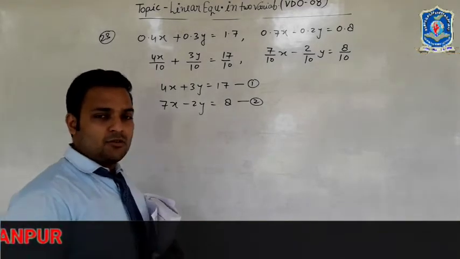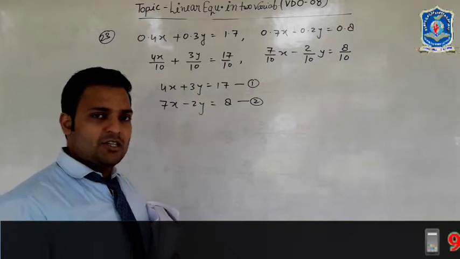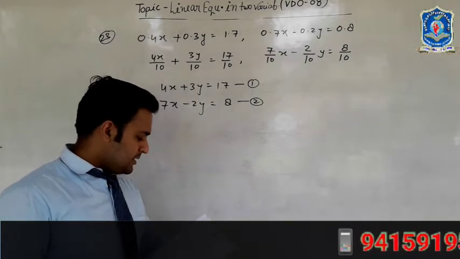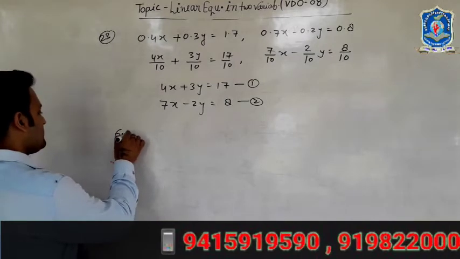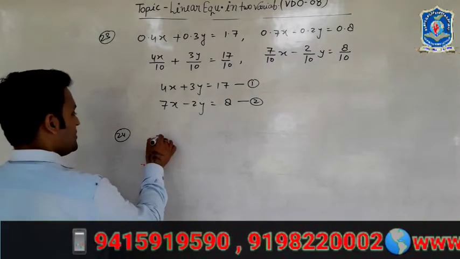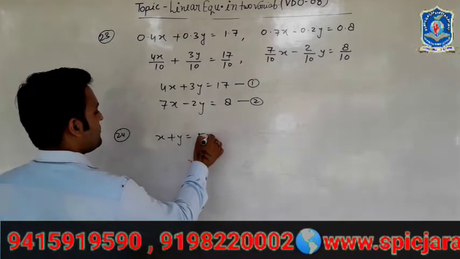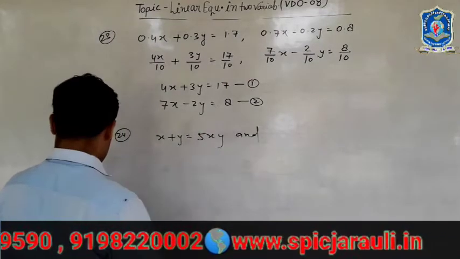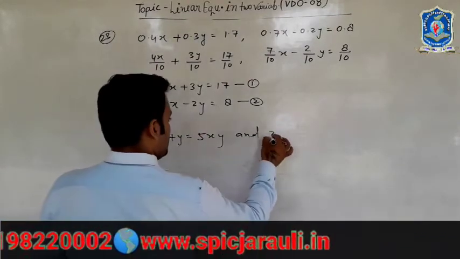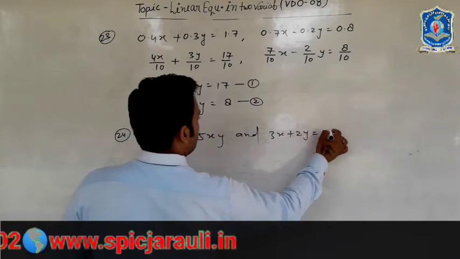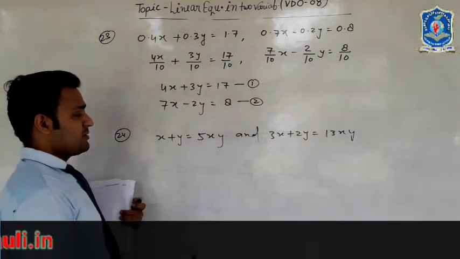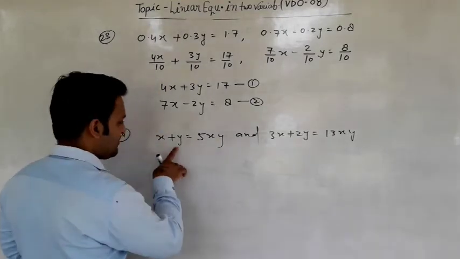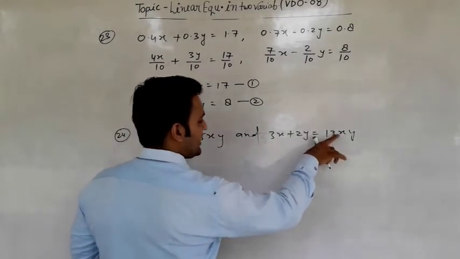Okay, students? So I am giving you some tips in every question, how you can solve it. And if we talk about question number 24, the question number 24 is that x plus y is equal to 5xy and 3x plus 2y is equal to 13xy. Okay, students?